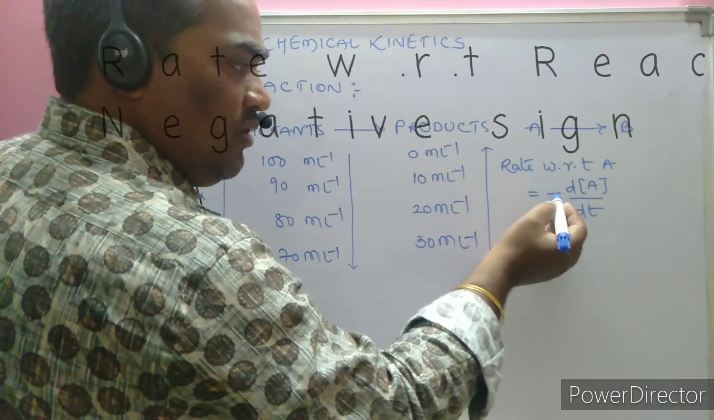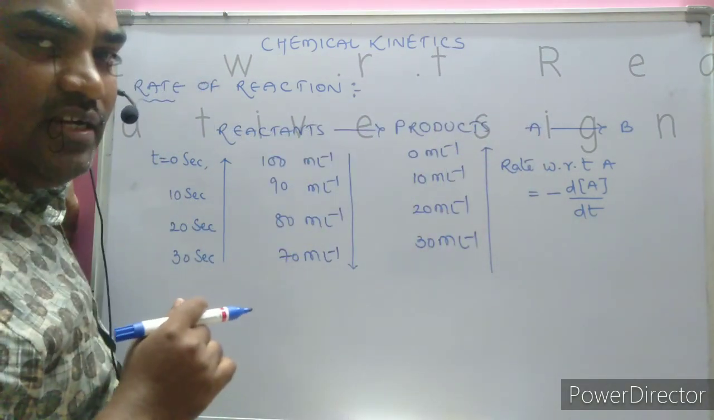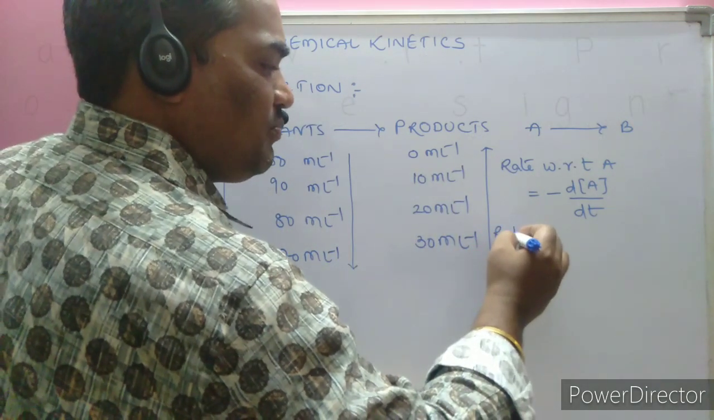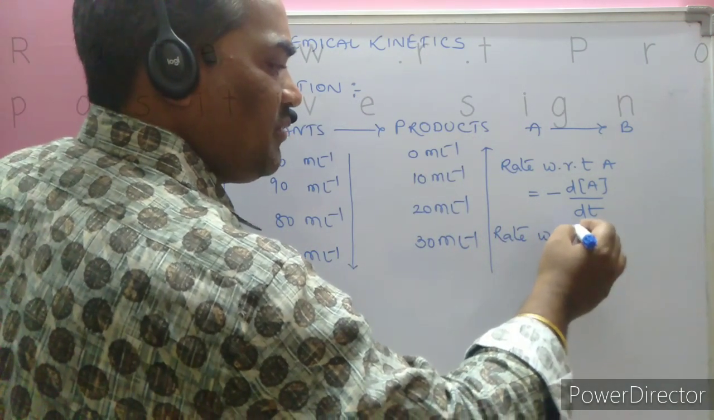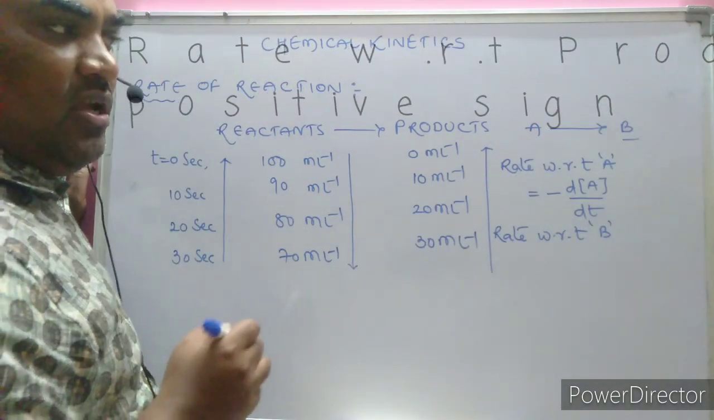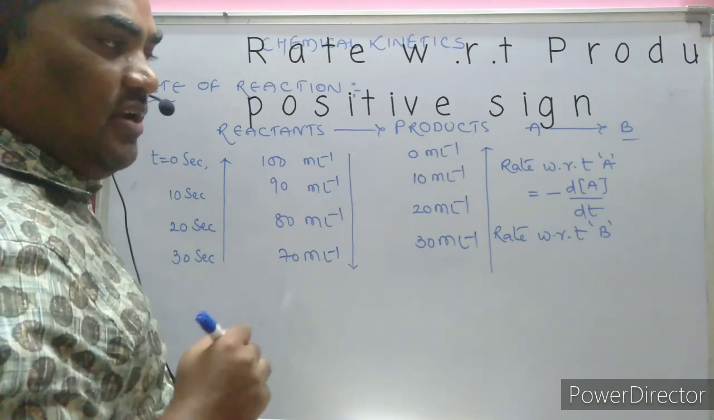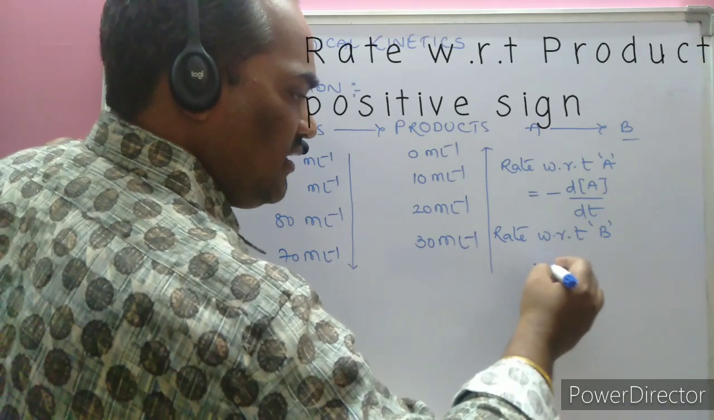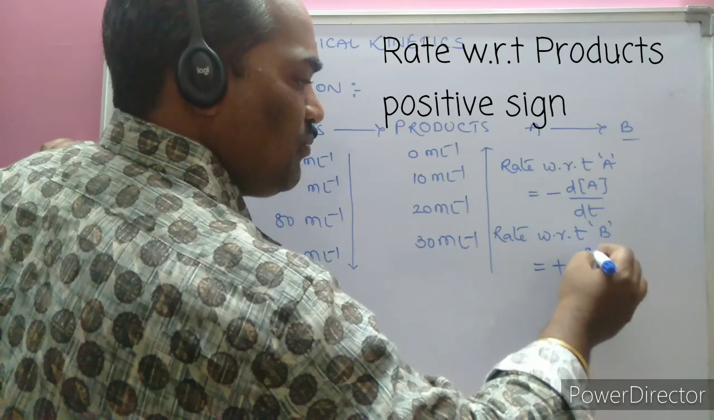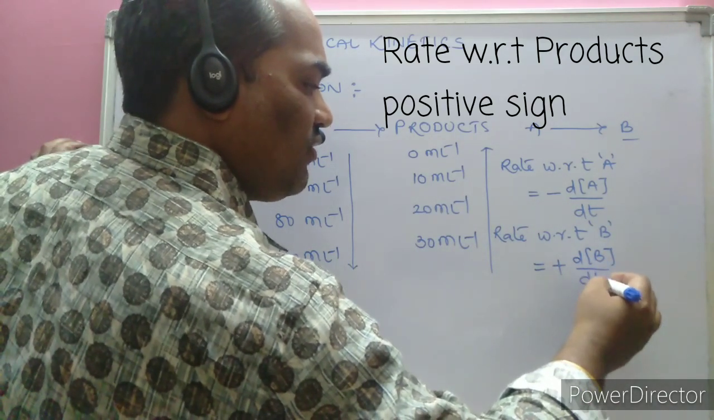Here the minus sign only represents the decrease in the concentration of the reactant, but the rate value is never negative. Hence I express the rate with respect to B, which means the product. As the time increases, the concentration of the product increases because it is a unidirectional reaction, which is signified by the plus sign. Hence it is a small increase in the concentration of the product in a small interval of time.